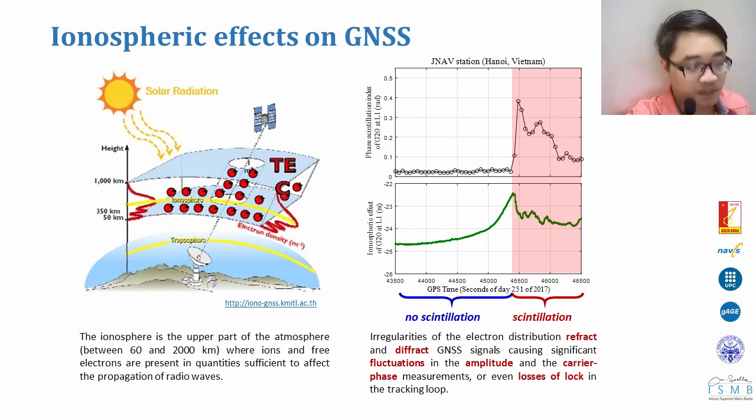Without scintillation, regular electrons gradually refract GNSS signals. This refraction depends on the frequency and can be eliminated by dual frequency receivers. But under scintillation, irregularities of the electron distribution refract and diffract GNSS signals, causing significant fluctuations in the amplitude and the carrier phase measurements, or even losses of lock in the tracking loop. And then finally, the problem is that the accuracy and availability of the service decrease.